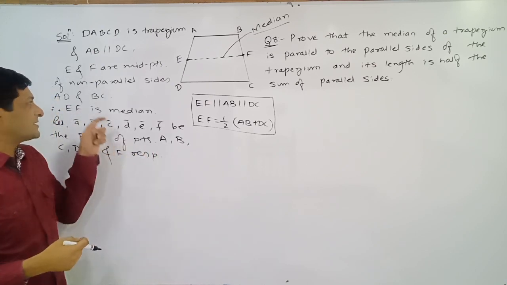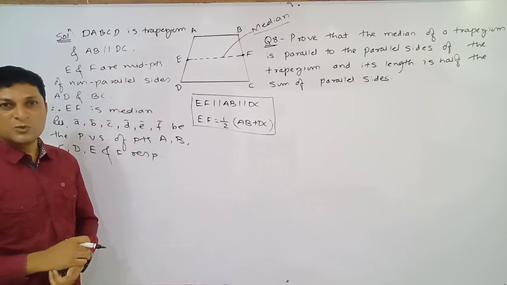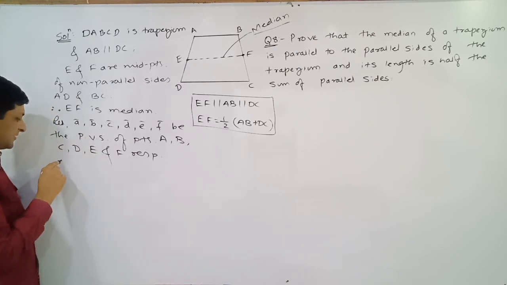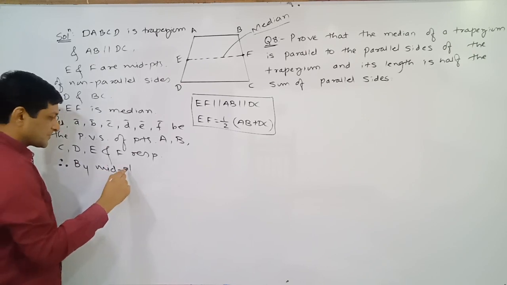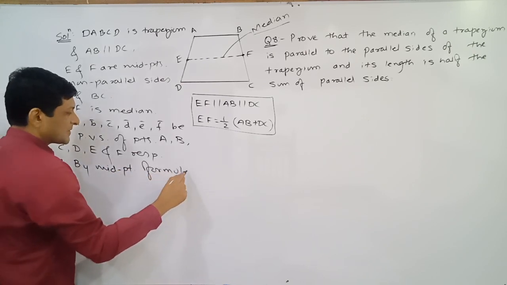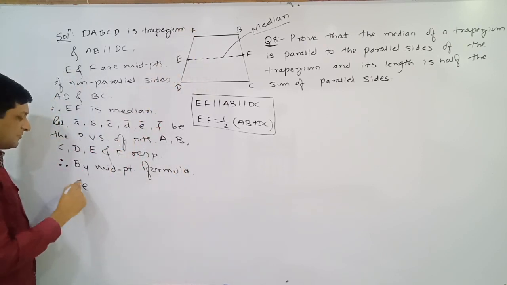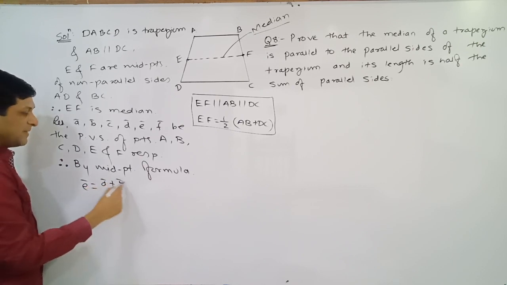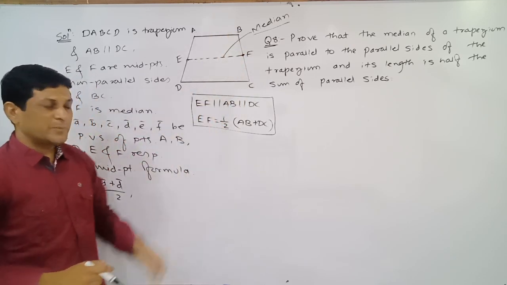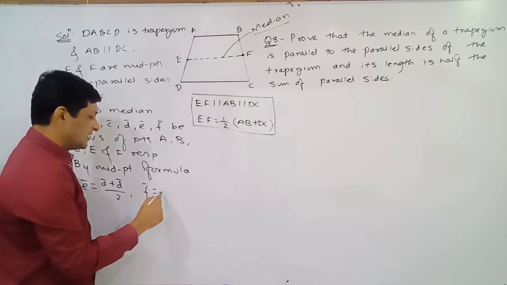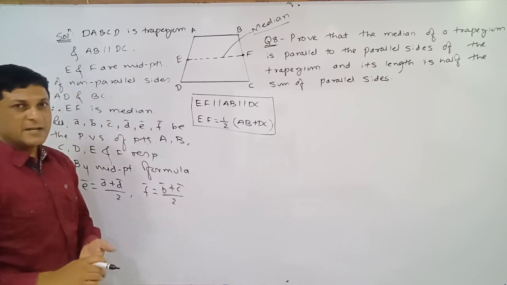Since midpoints are there, E and F are what? Midpoints. So somewhere we have to make use of the midpoint formula. Therefore, by the midpoint formula, see what result we will get. E is the midpoint of AD, so E bar will be equal to A bar plus D bar upon 2. And F is the midpoint of BC, so F bar will be equal to B bar plus C bar upon 2. This result we have got by applying the midpoint formula.